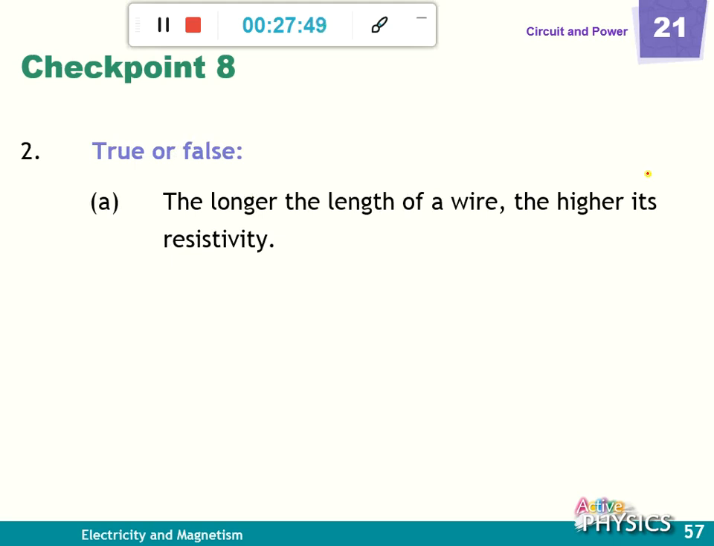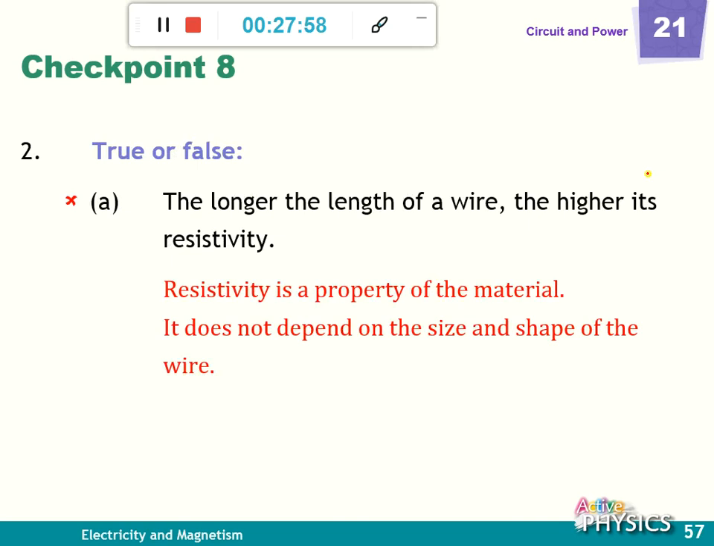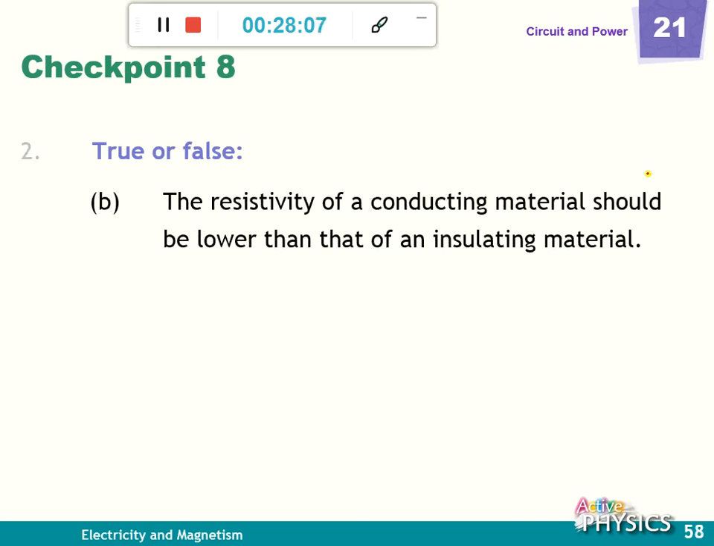Question number 2: the longer the wire or the longer the length of a wire, the higher the resistivity. This one is wrong. Resistivity depends on the material. For example, copper, iron, all of them will be independent of the length. Part B. Resistivity of a conducting material should be lower than that of an insulating material. Remember it, resistivity relates to the resistance of it. Higher resistivity means that the resistance should be higher.